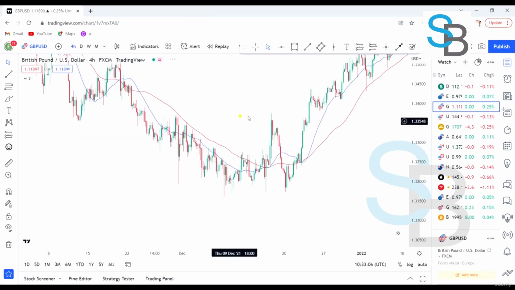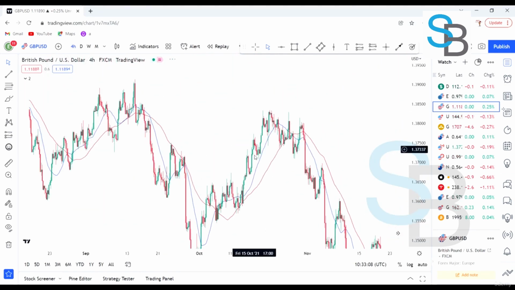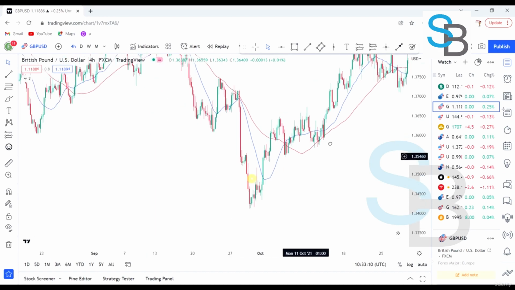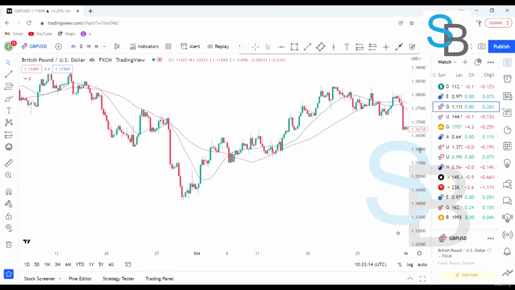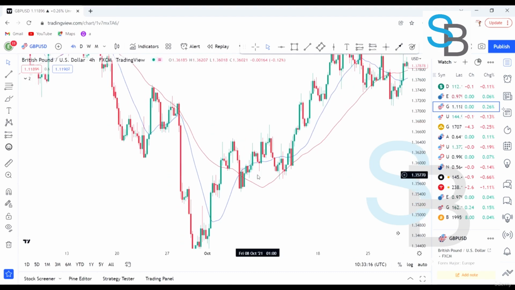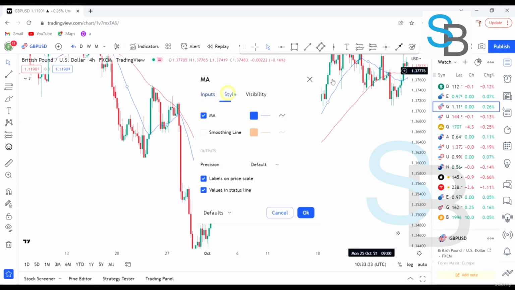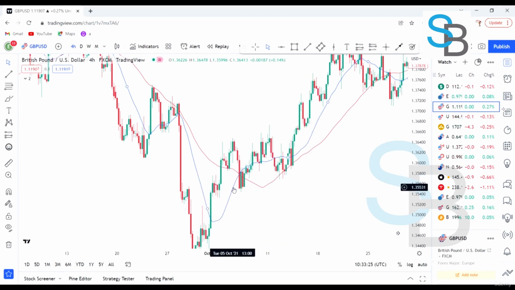And some people tend to use the cross of moving averages. There are a lot of strategies that you can create and follow with the moving average. For example, some would say that whenever the 20 period moving average crosses above the 50 period, we buy. So some traders might buy.